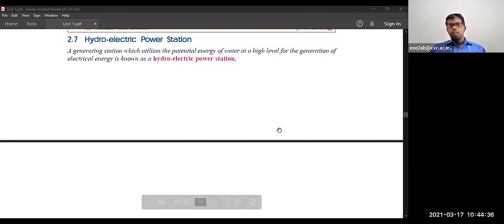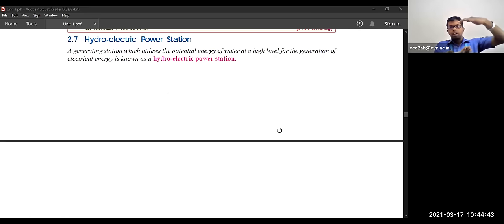So water is stored at a very high level. High level means in the dam. So the dam is somewhere around here, and your generation might be happening here. So why is this generation happening here instead of at the dam itself? Because the water has to flow.